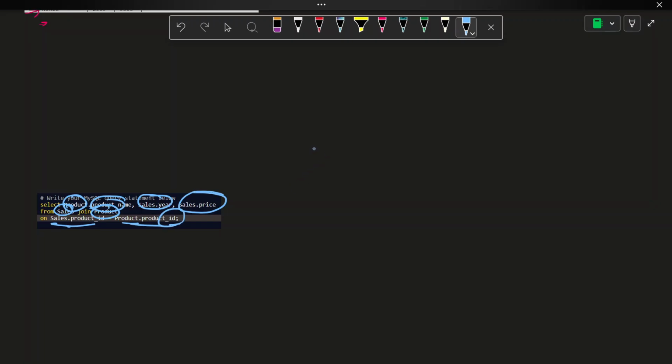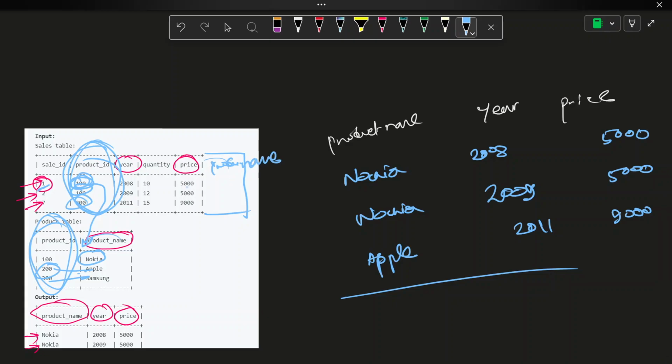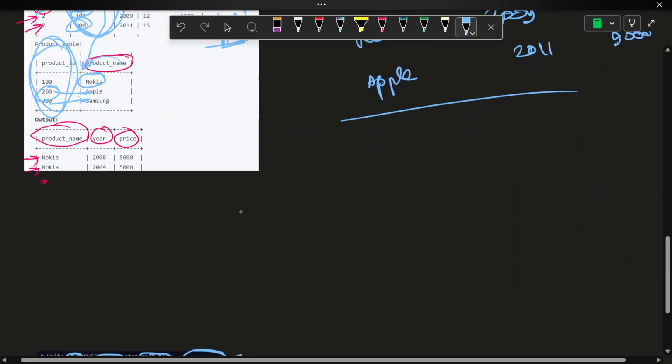This will print the three columns I select, and I will join on the basis of this. So it will automatically add one more column here, which will be product name. So for 100 it will attach Nokia, for 100 again it will be Nokia, and for 200 it will attach Apple. Got it, right? And you understood the code also, right?